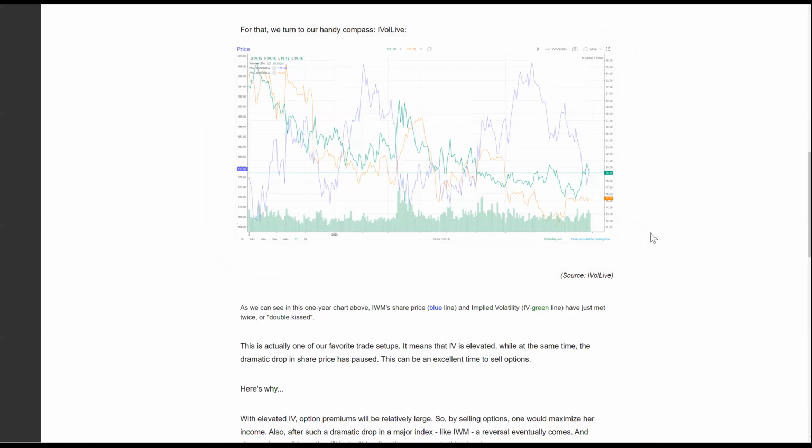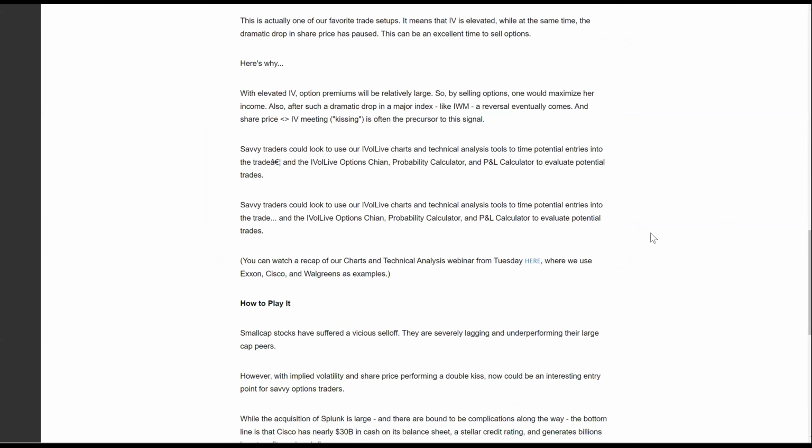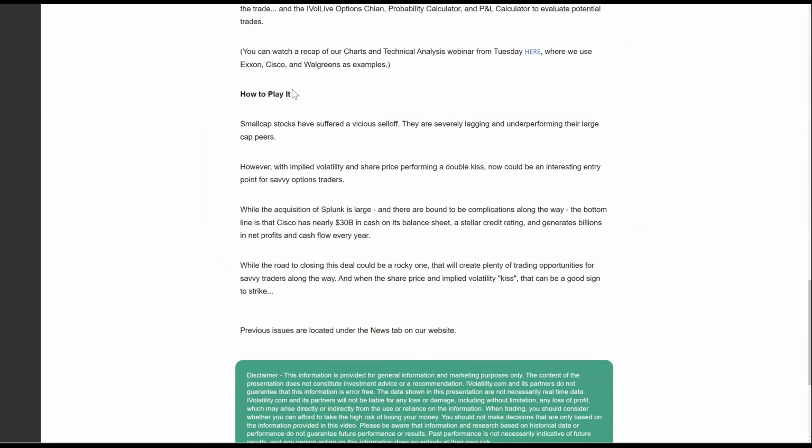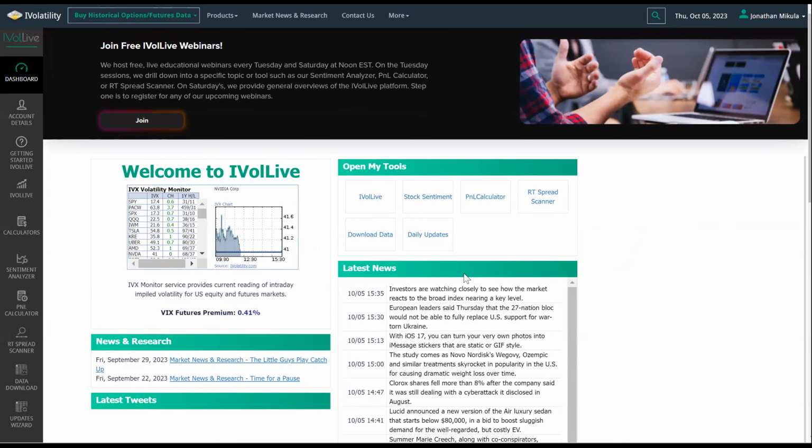Historical volatility has ticked higher. So in this article, we were explaining what that means and maybe how to take advantage of it, under this how to play it subhead. So moving right along, once you go through this dashboard, I'd like to spend probably 3 to 5 minutes a day within this dashboard every day that the market's open.